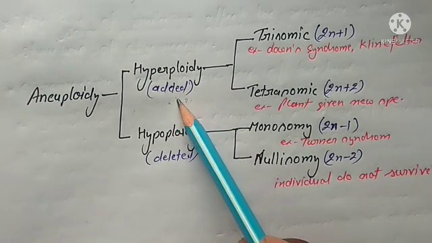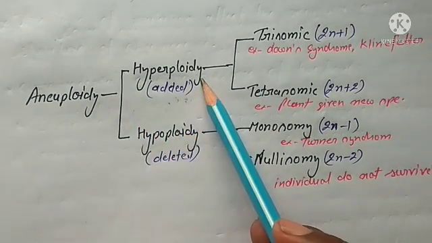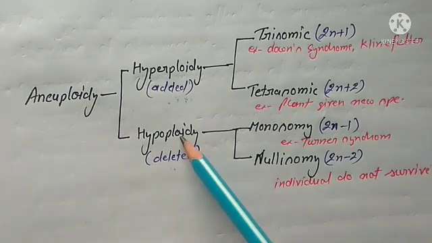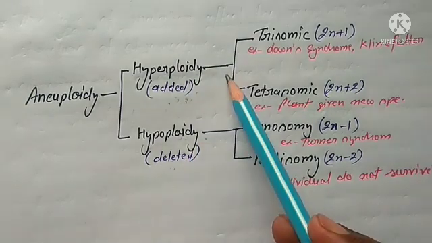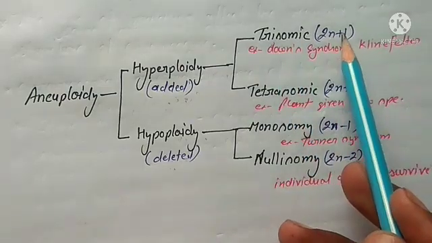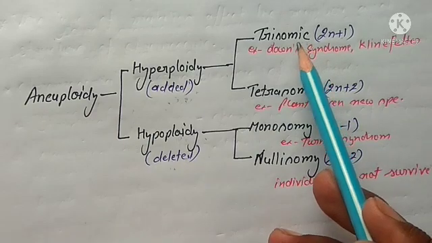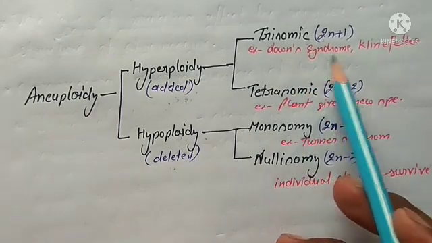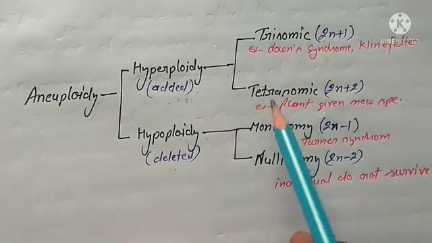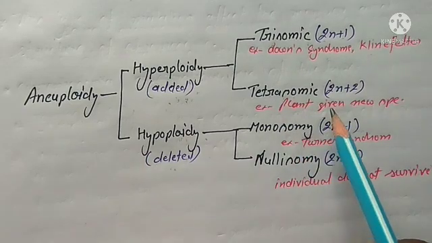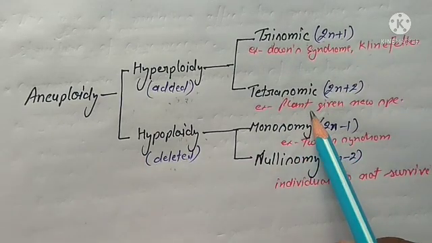Added means one or two chromosomes are added in a diploid cell, so that type of aneuploidy is called hyperploidy. When one or two chromosomes are deleted, that is known as hypoploidy. First, hyperploidy: when one chromosome is added in a diploid cell, this is the trisomic condition, which occurs in Down syndrome or Klinefelter syndrome. When two chromosomes are added, that condition mostly occurs in plants, which can give new species.